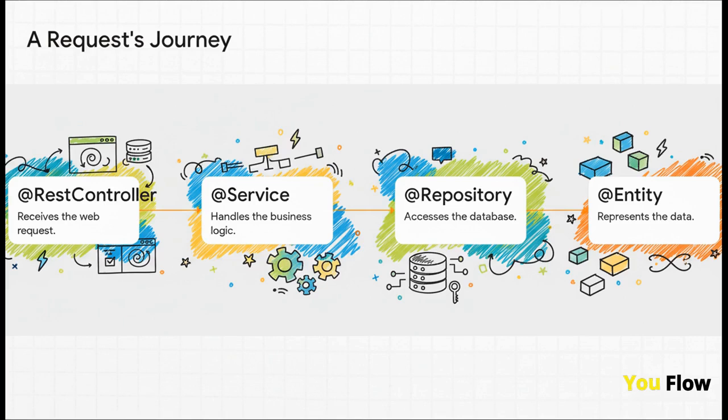It directs traffic. The controller then passes the request off to a service class. This is where the brains of the operation are. All the business logic happens here. If that service needs data, it talks to an @Repository, whose only job is to get stuff from the database. And what does that stuff look like? Well, it's represented by an @Entity. It's a really clean, logical flow.